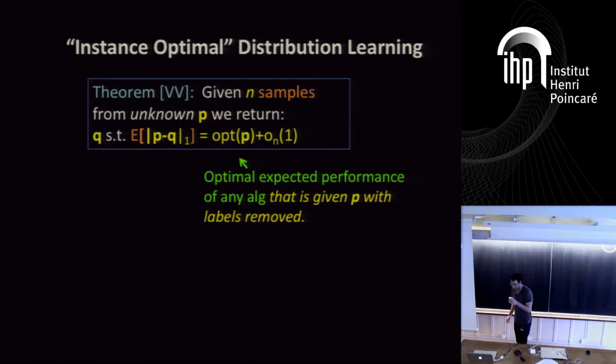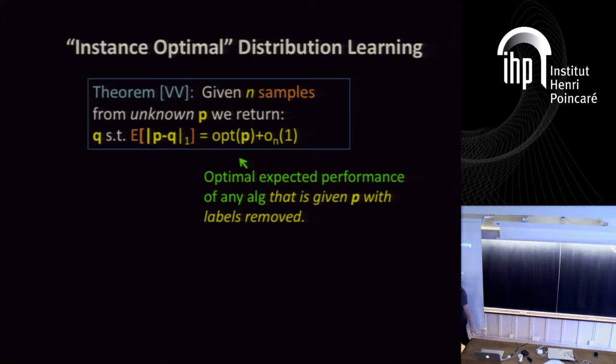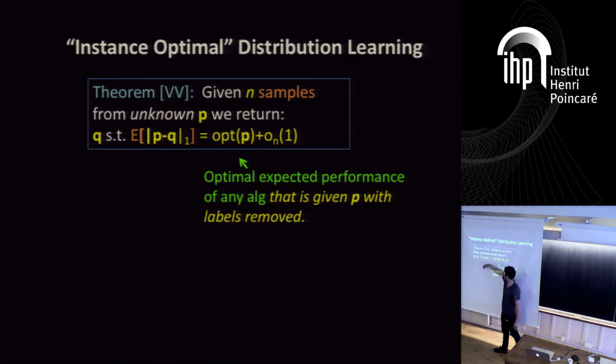So our theorem is the following. Given n independent draws from some distribution P, we're going to return Q such that the expected total variation distance, again where the expectation is taken over the randomness in the draws, is going to be opt, I'll explain what this is, plus a little o term that vanishes, and this little o term is independent of P. I can tell you what this little o term is. It's basically 1 over log n. So it depends only on the sample size and not on the distribution P. So you can think of this little o term as just being 1 over log n.